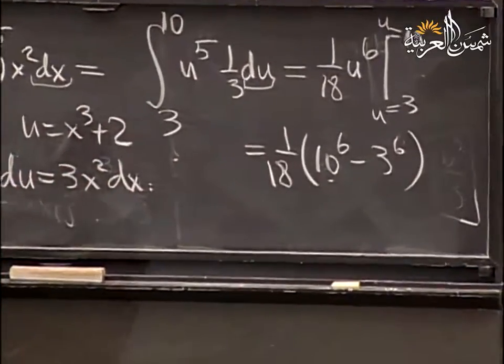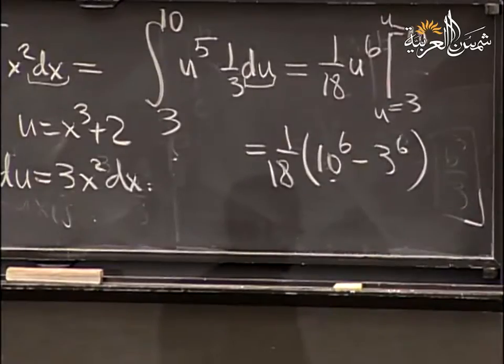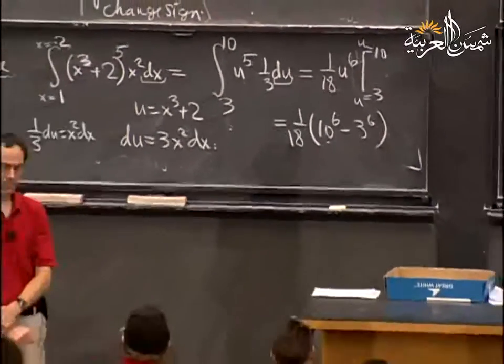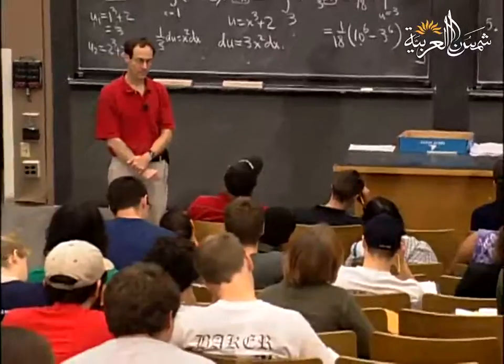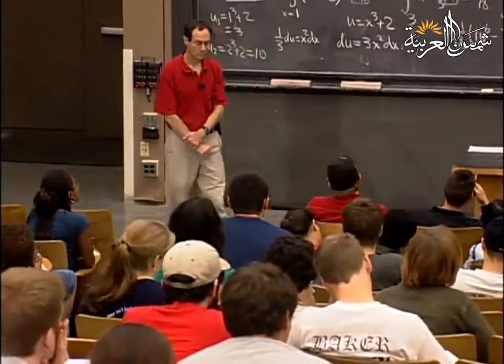Yes, question? It seems like maybe one way to handle it is changing sign. Can you just solve for the antiderivative, then put it in terms of x? So if you've got the antiderivative, 1/18 u to the 6th, can you then put that in terms of x?